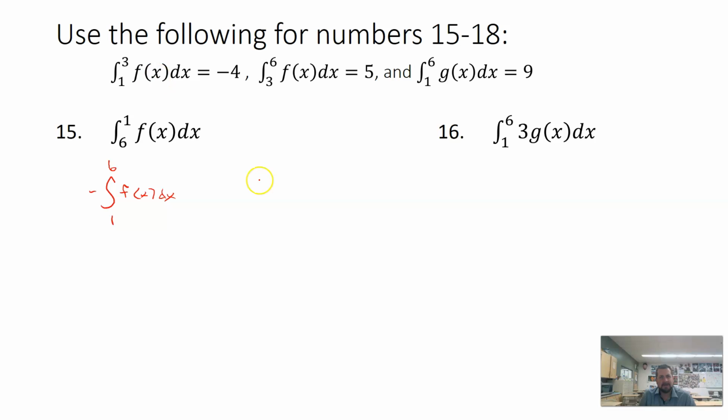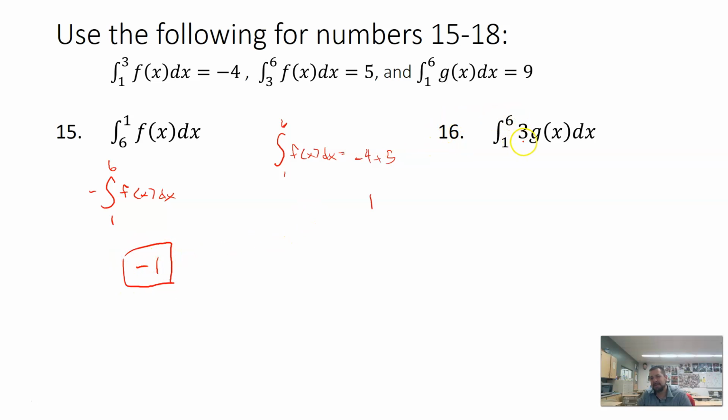Well, you'll notice I've got the integral from 1 to 3 is -4. The integral from 3 to 6 is 5. So if I want the integral from 1 to 6 of f of x, I can just go -4 plus 5, which is 1. So that entire integral is 1, but I'm not looking for the integral from 1 to 6. I'm originally looking for the integral from 6 to 1. So my answer for number 15 would be -1.